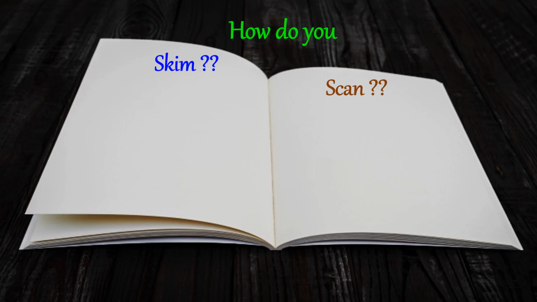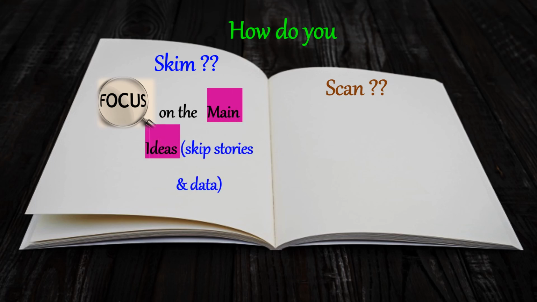Now, how do you skim and how do you scan? So when you skim, you need to focus on the main ideas, meaning you have to skip the stories, skip the data, the numbers, all those things you need to ignore. And when you scan, you have to run your eyes quickly over the page. You just need to scan. That's what we say as scanning.